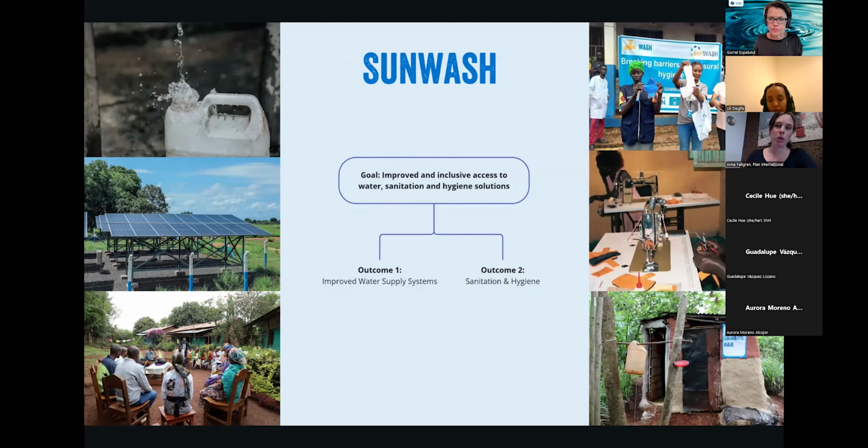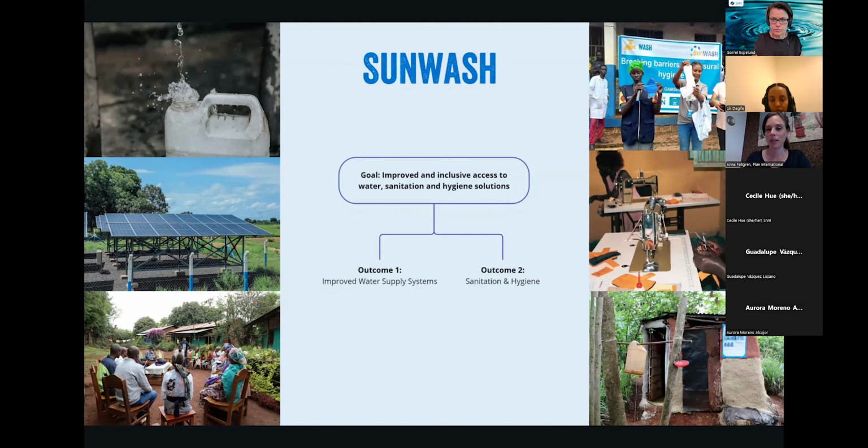So it's very important to work with the whole community and not only the women and girls. And Sunwash also works to empower youths and especially girls through so-called sanitation marketing groups. So basically what we do here is that we equip youth groups with the business skills and startup capital so that they can start their small businesses.